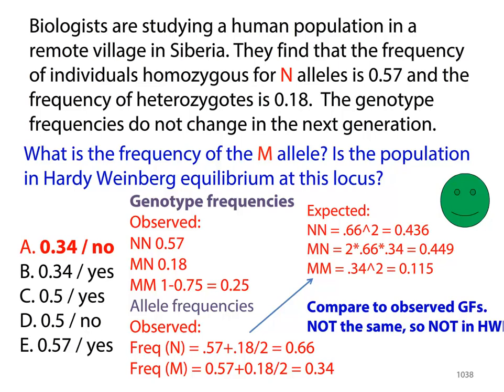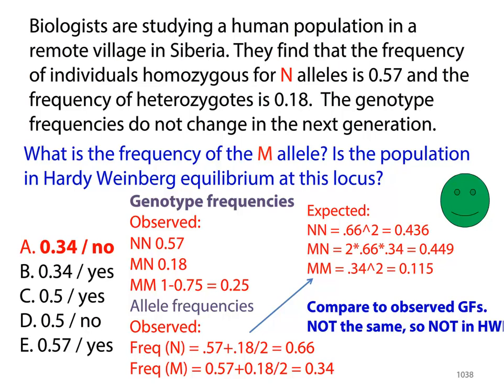If you designate one as little p and little q and all that stuff, just make sure you know what's what, okay, and stay consistent. Now, to figure out the heterozygote, it's 2 times little p times little q, or in this case, a frequency of M times N. So it's 2 times 0.66 times 0.34. That gives you 0.449. That is the expected heterozygote if your population's in Hardy-Weinberg. Then last but not least, the expected frequency for your homozygote, if your population's in equilibrium for big M, is 0.34 squared, which is 0.115.